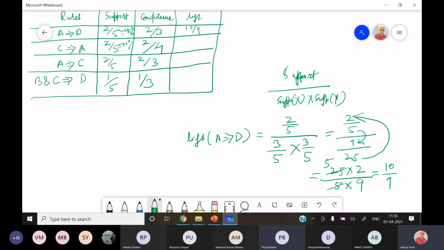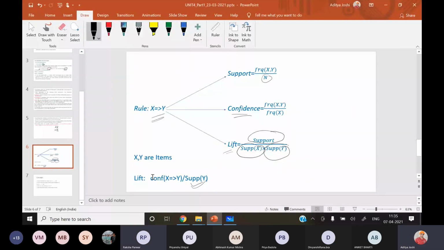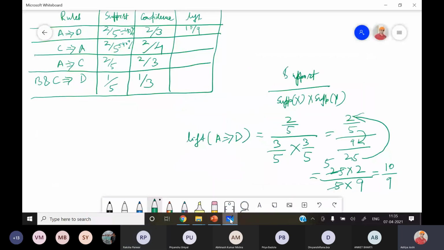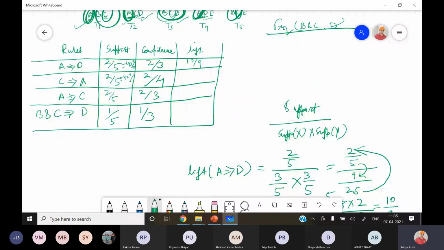Yes, sir. There is another formula for calculating lift. What is the other formula? This is the long formula; there is one short formula: the confidence of X implies Y divided by support of Y, right? So what is the confidence of X implies Y, meaning A implies D? That is 2 by 3, divided by support of Y.